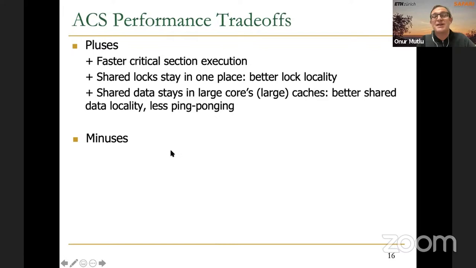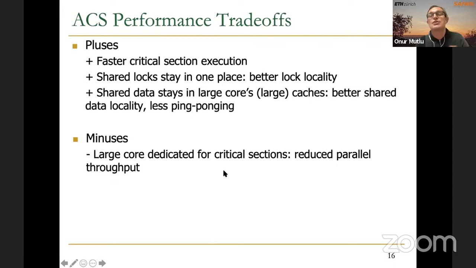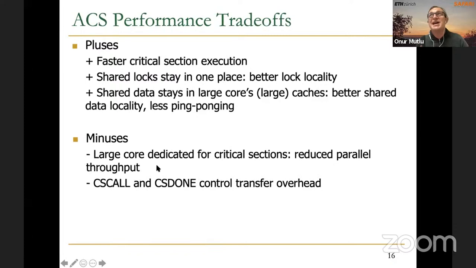Okay, but of course, everything comes with minuses as well. Now, what we do is we dedicate the large core for critical sections in this particular case to reduce the management overhead of critical sections. Clearly, this leads to reduced parallel throughput because you could have dedicated some number of small cores for more parallel execution instead of having a large core that's dedicated for critical sections, right? Okay, but clearly that's a minus, but that minus will reduce assuming that you have many, many cores in the system, right?